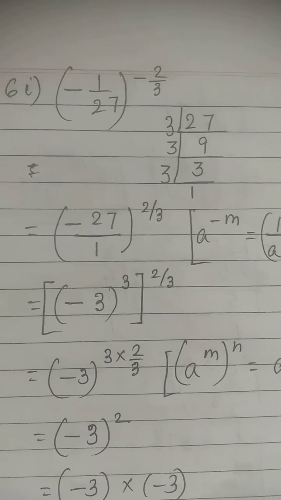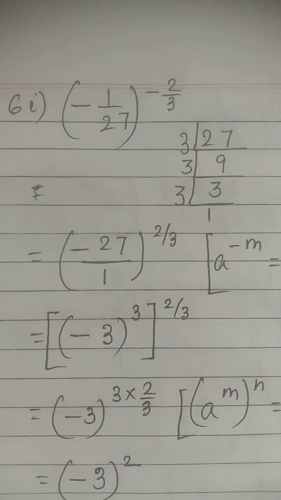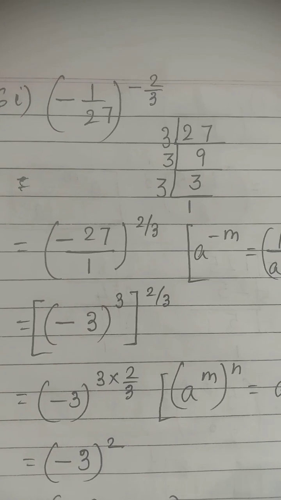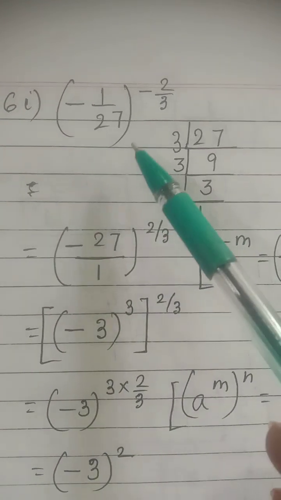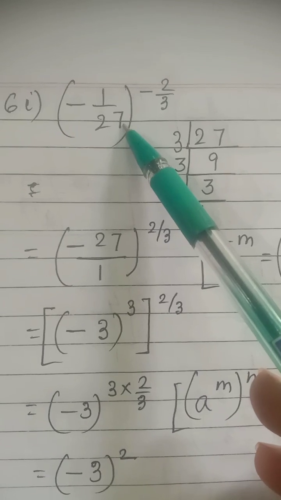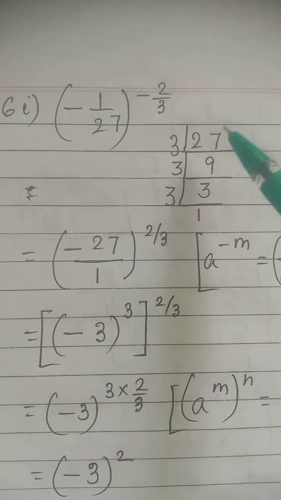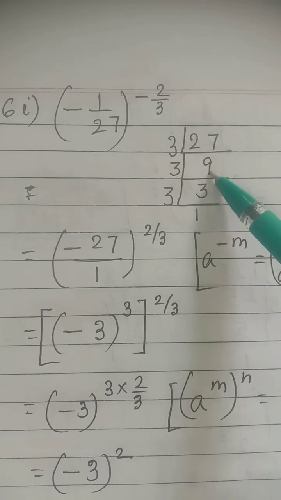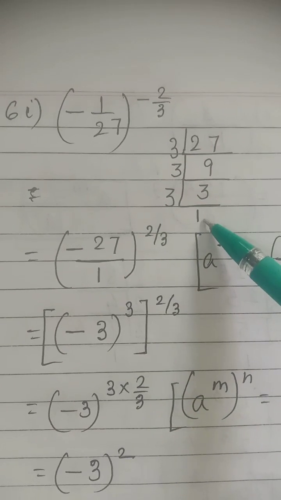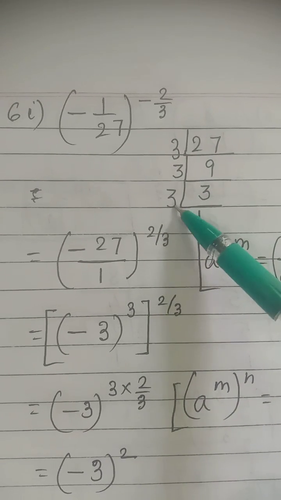Now question number 6. First is (-1/27) whole to the power -2/3. Now 27 is there, so we have to do the prime factorization of it. So 27, 3 nines are 27, 3 threes are 9 and 3 ones are 3. So what we found is 3's cube.